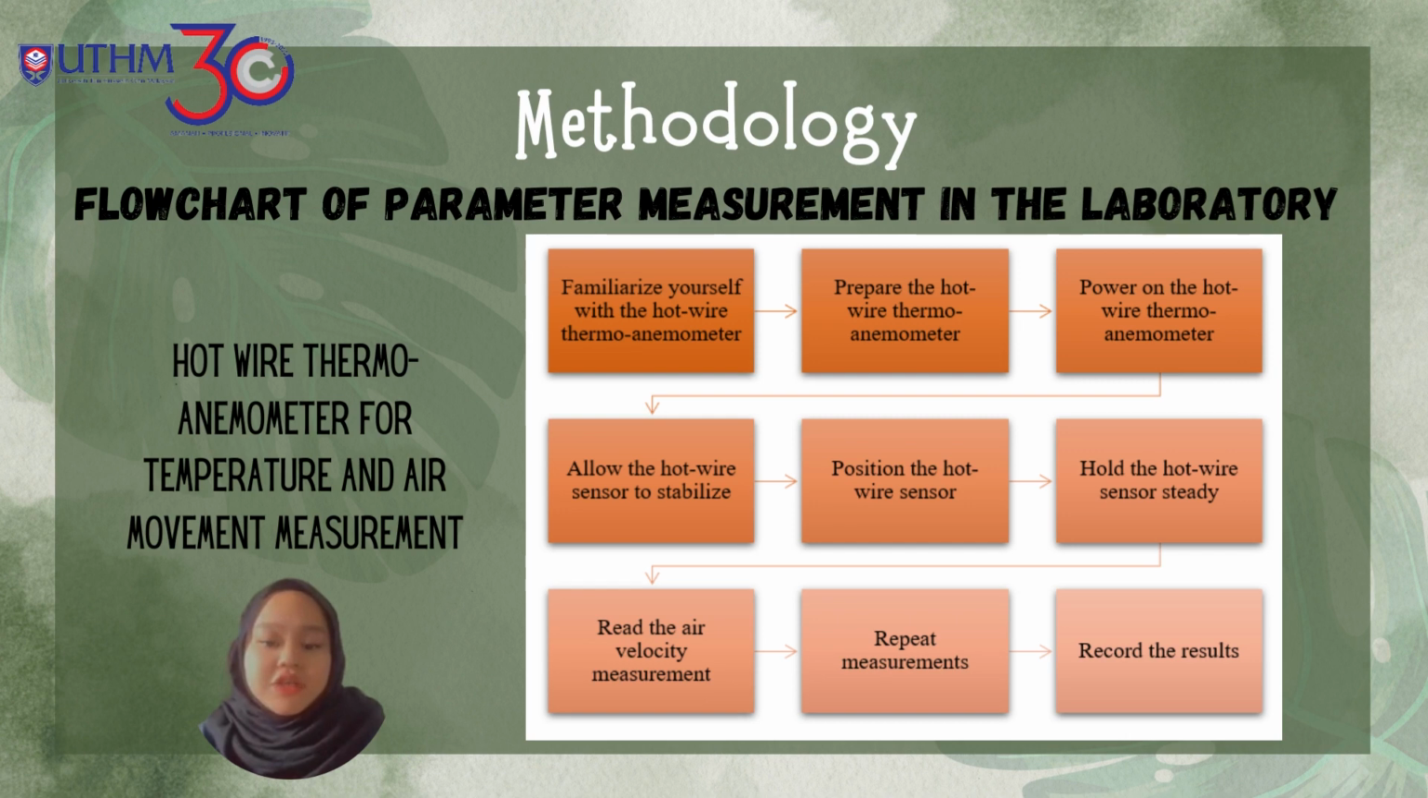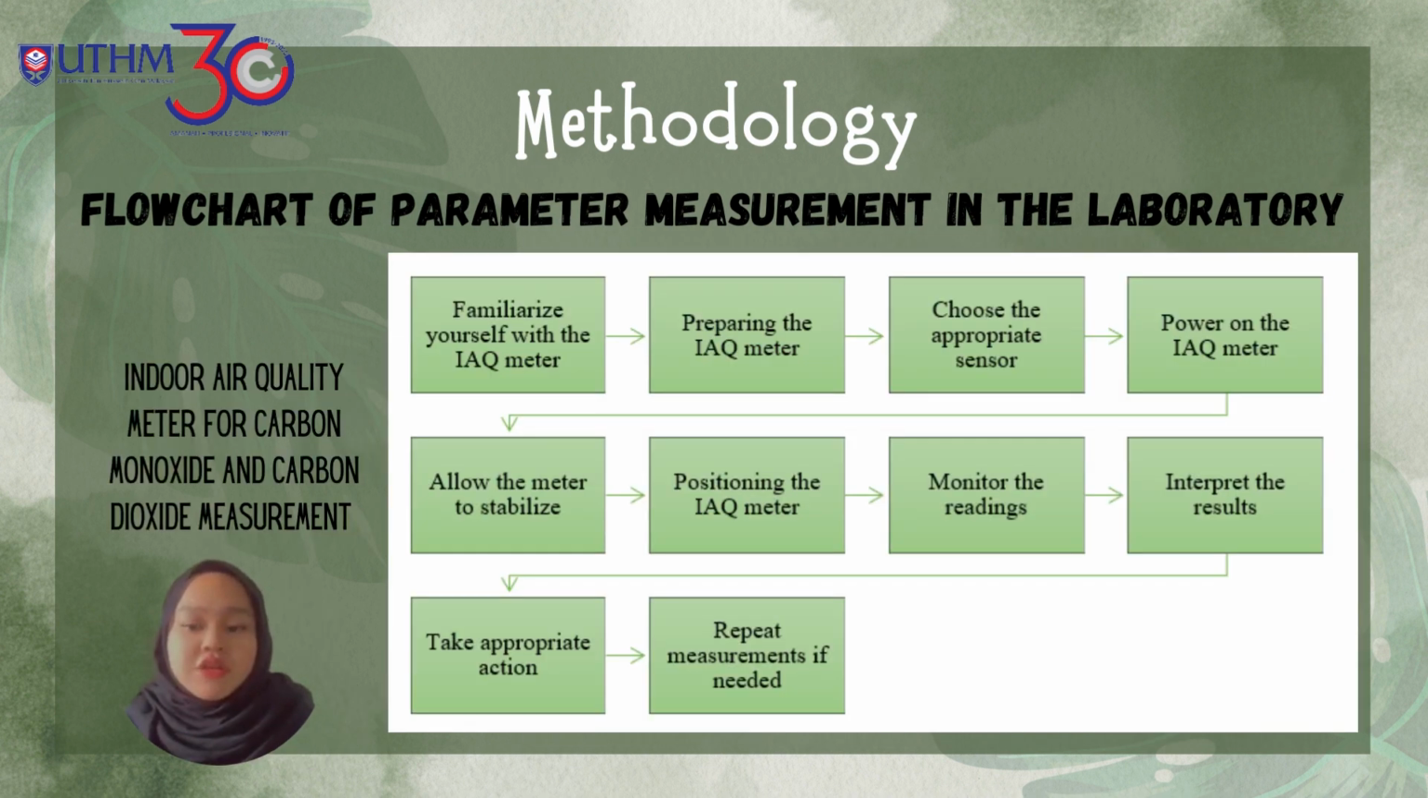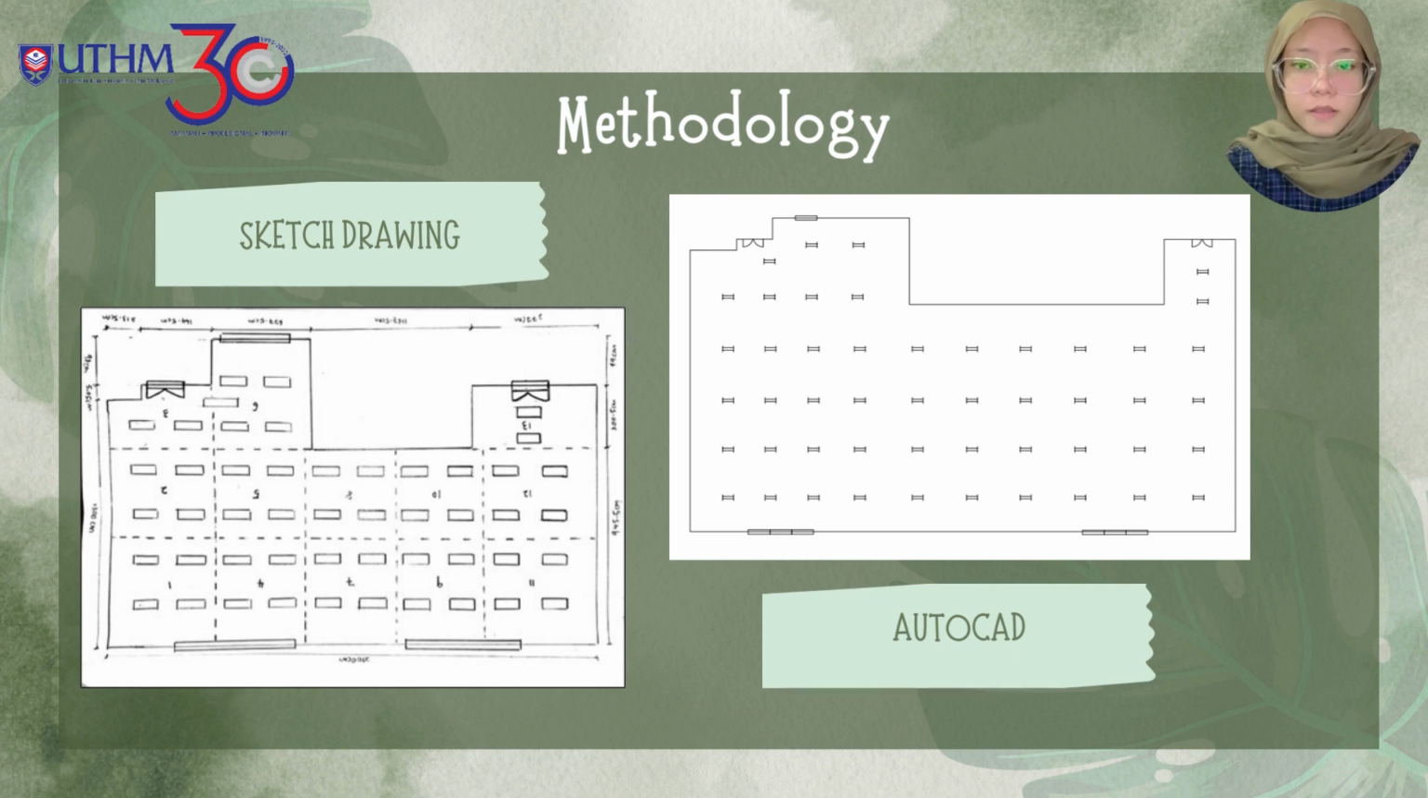This is the flowchart for hot wire thermal anemometer for temperature and air movement measurement. This is the flowchart for anemometer for relative humidity measurement. This is the flowchart of indoor air quality meter for carbon monoxide and carbon dioxide measurement. These are the sketch drawing for the laboratory, and these are the AutoCAD drawing for the laboratory.